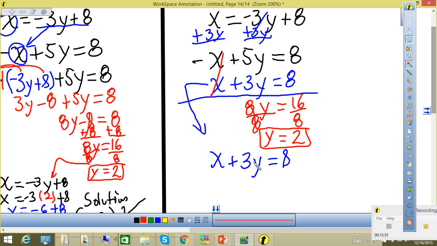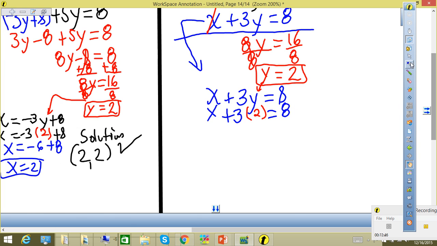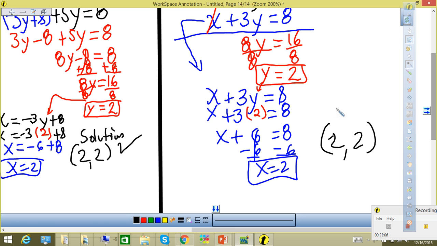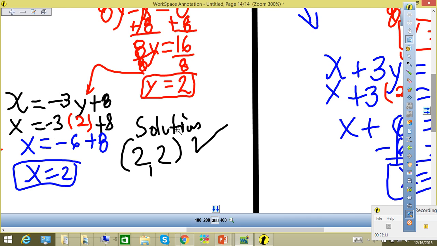So we substitute for y. That's going to be a 2. Bring down the x plus 3y equals 8. Therefore, this is x plus 6 equals 8. Minus 6, minus 6. X equals 2. Therefore, my solution is what? 2, 2.